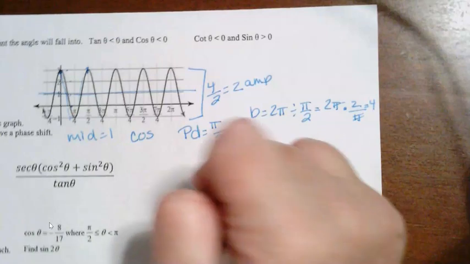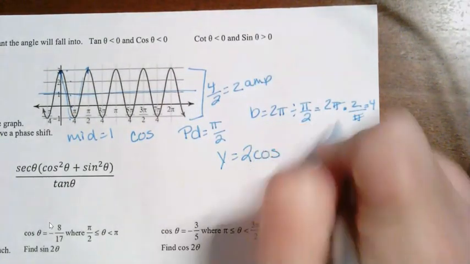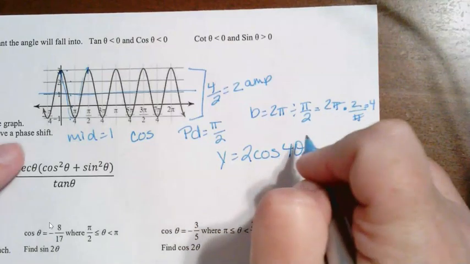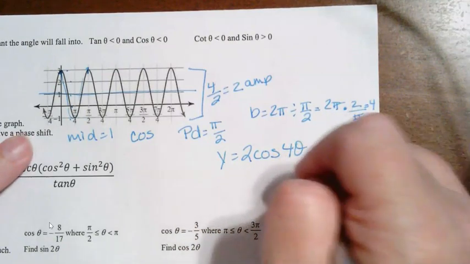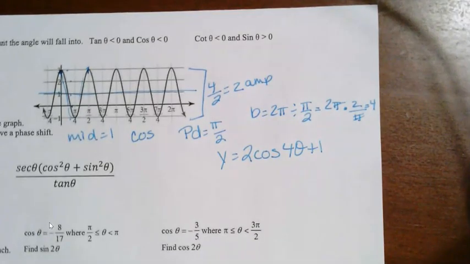Okay, so here we go. Y equals 2 cosine 4 theta. And please note, there was no phase shift, plus 1. Okay, I will see you in the next video.